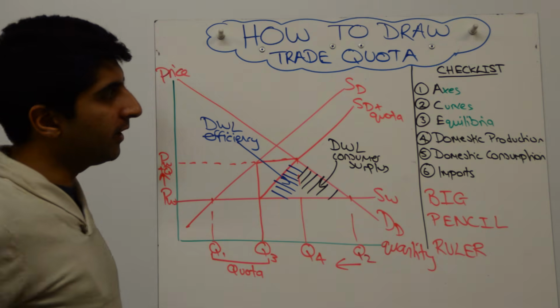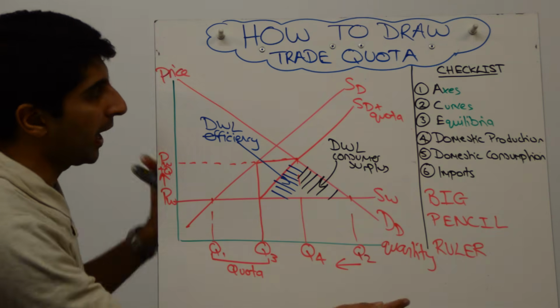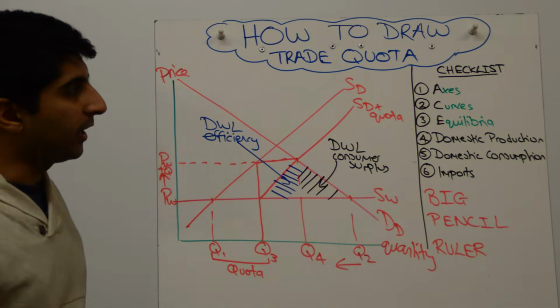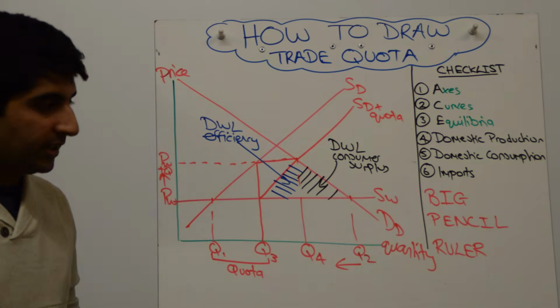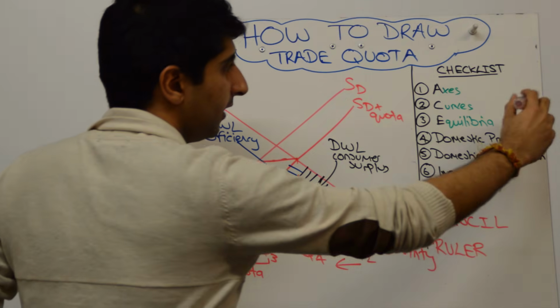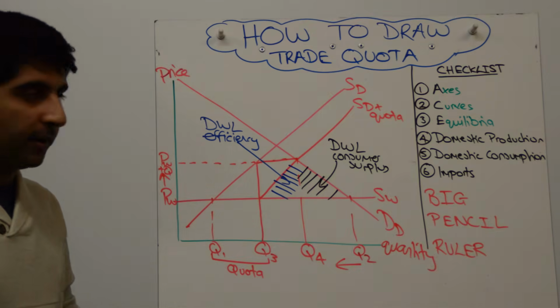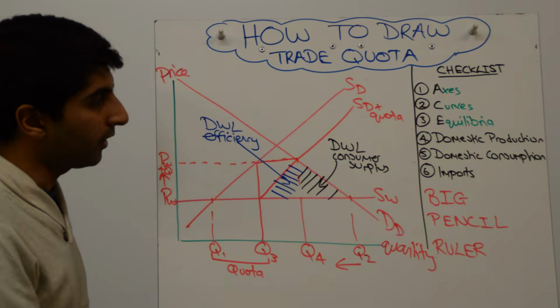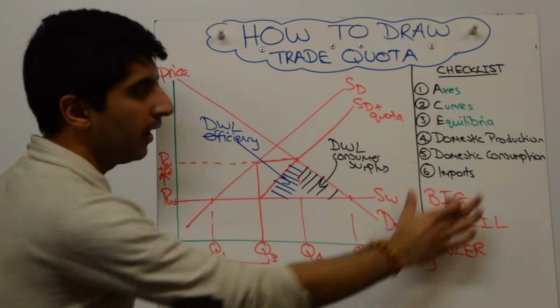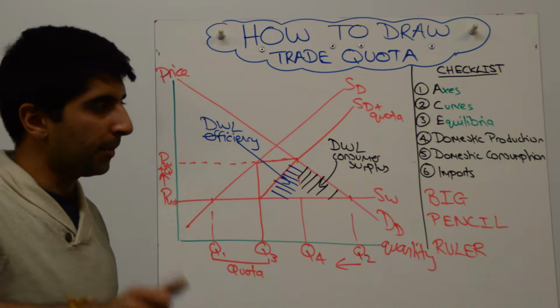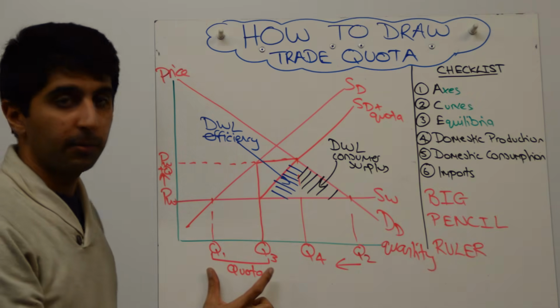So let's go to our checklist. Have we labelled our axis? Yes, we have. Have we labelled all of our curves? Yes, we have. Have we labelled our equilibrium? Yes, we have. Lovely, so tick, tick, tick. Have we shown what's happening to domestic production? Yeah, we've shown the extra domestic production with this quota. Have we shown the fall in domestic consumption? Yeah. Have we shown the squeeze of imports because of the quota?